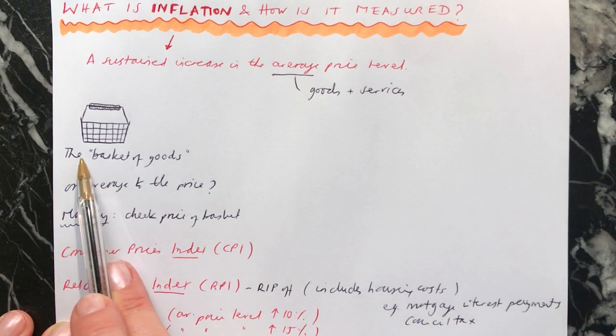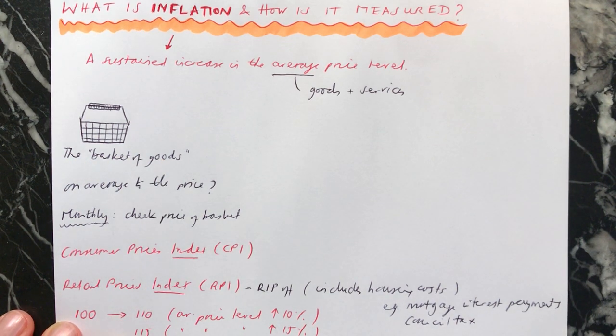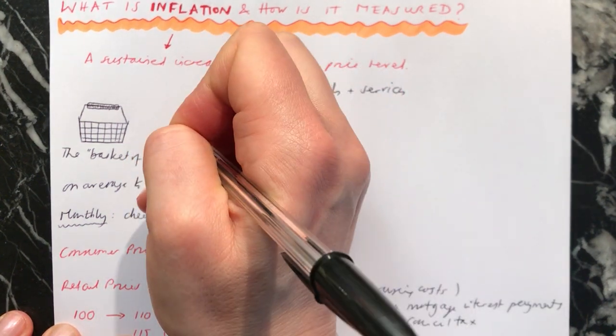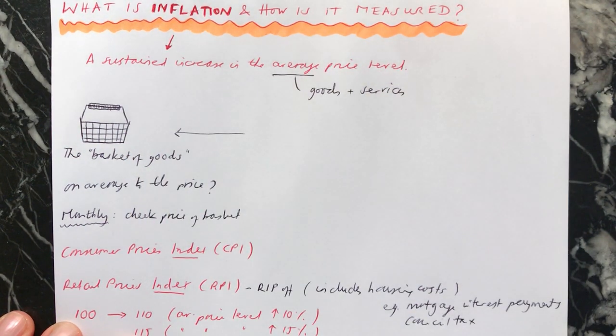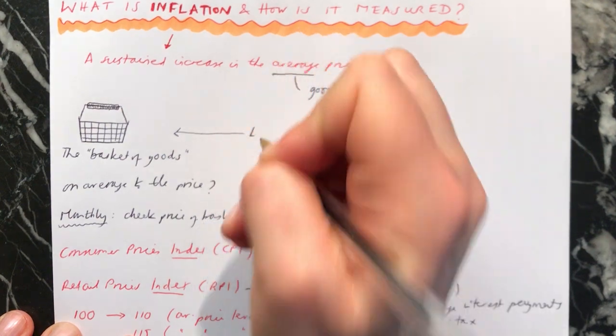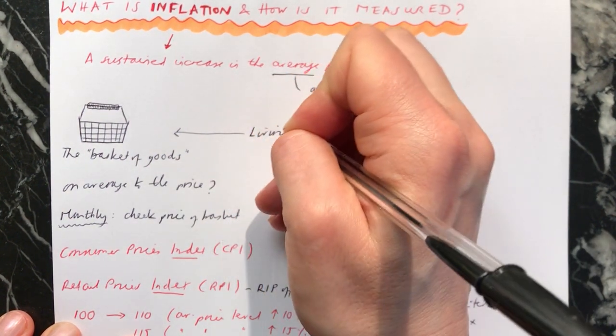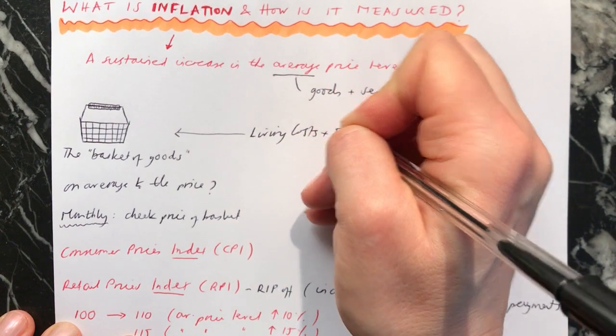So we know that we need to have this basket of goods and we need to know what's happening to the average price of the things in the basket. So how do we know what's inside the basket? So in order to find out what goes into this basket, the government do a survey called the Living Costs and Food Survey.